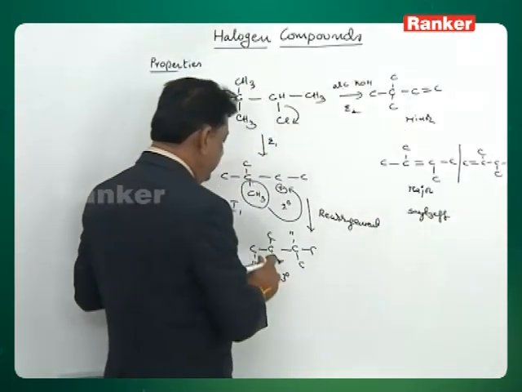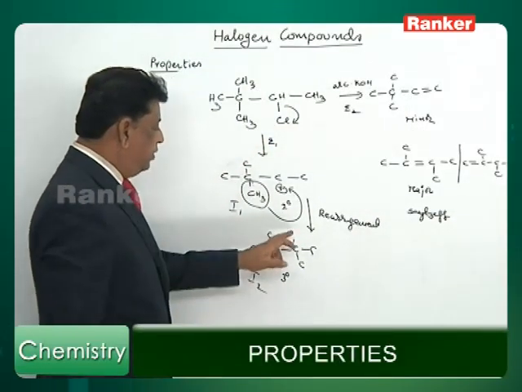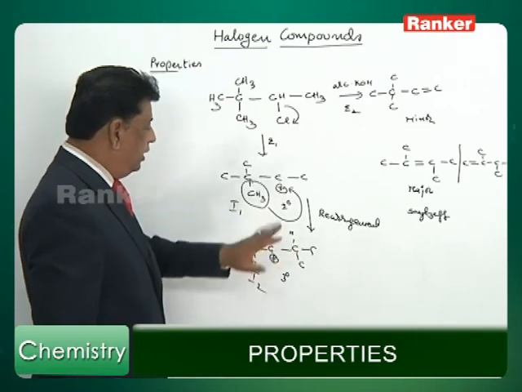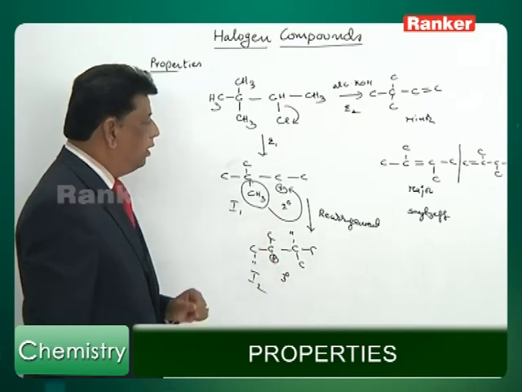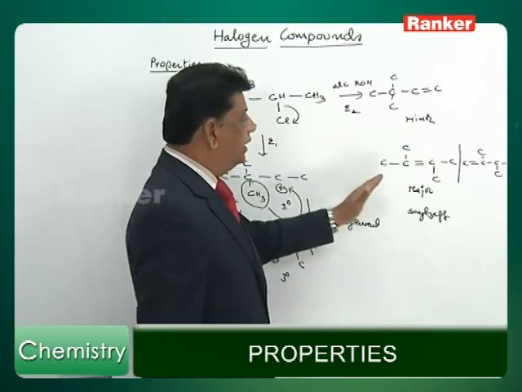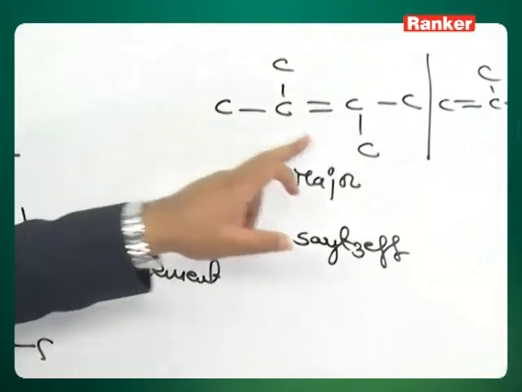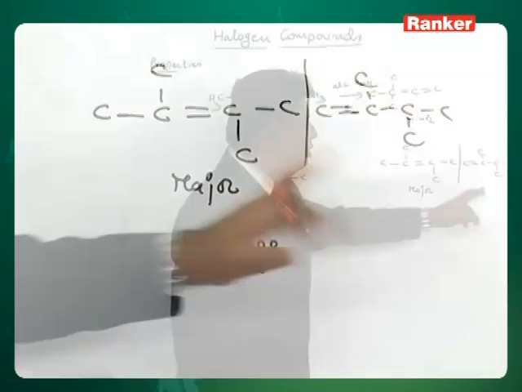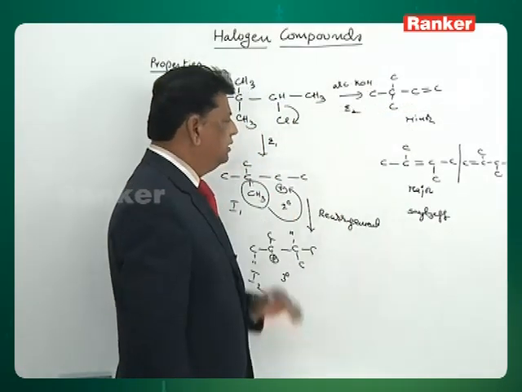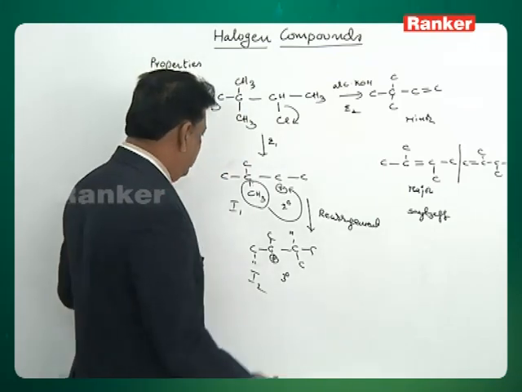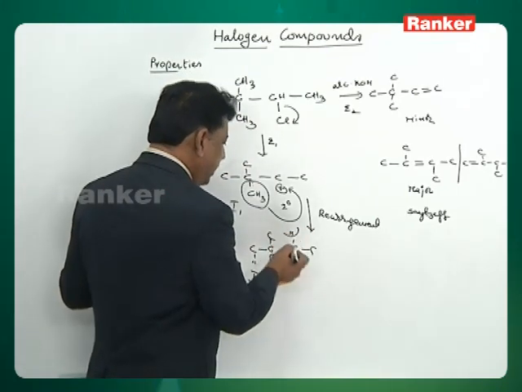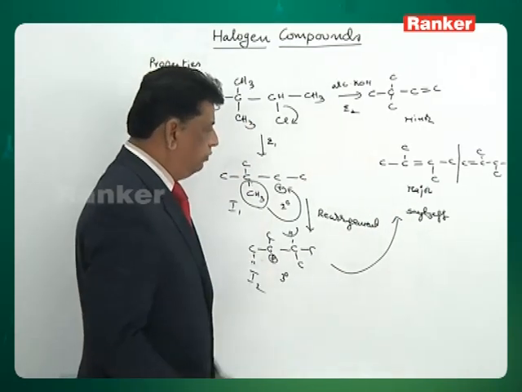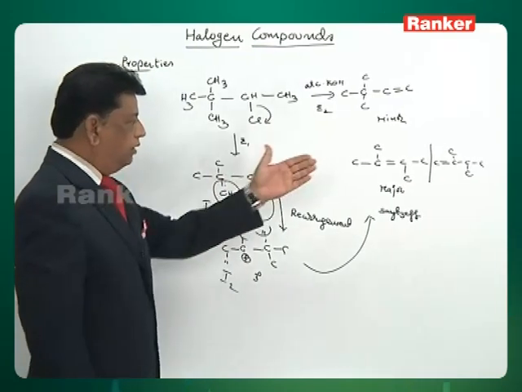Saytzeff rule says whenever there are 2 beta hydrogens, the carbon with fewer hydrogens will undergo elimination. So this H is removed and the double bond forms. And if you count the hyperconjugations also, this will have 3 plus 3 plus 3 plus 3, 12 hyperconjugations. Here only 3 plus 1, 4 hyperconjugations are there. So this will have more stability. Therefore, this carbocation losing this hydrogen gives this type of major product. If this hydrogen is detached, you may get that one also. Another minor product is also formed.